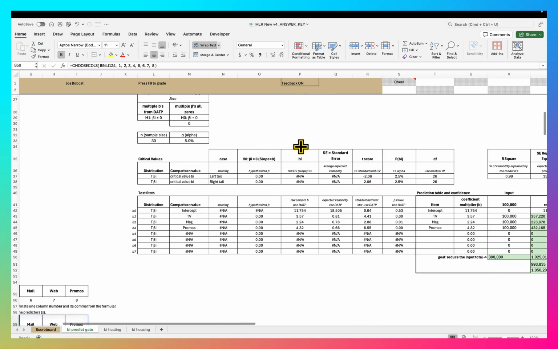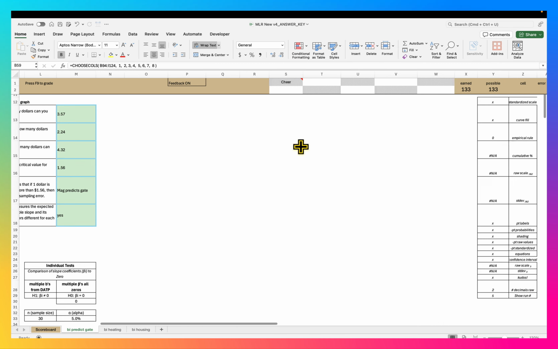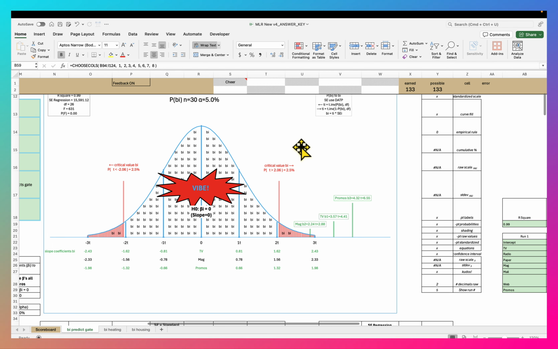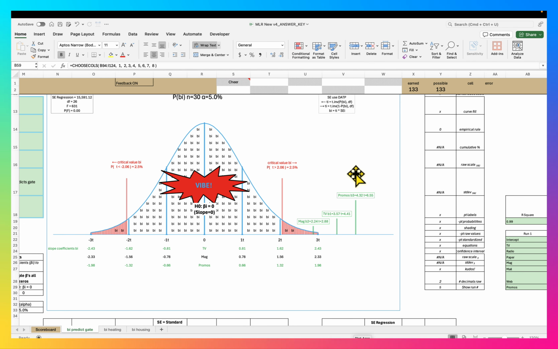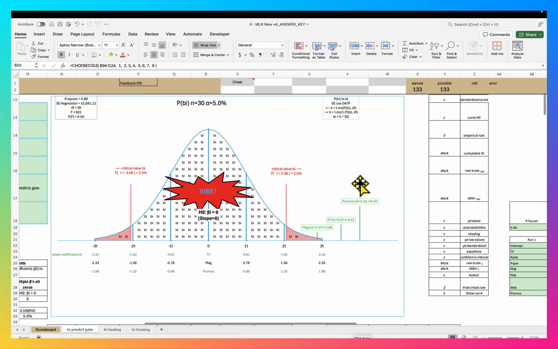All right. So what does it actually look like? Well, I'm going to skip all the way to the end. This is effectively the answer key, so that you can see. And peering ahead into the future, you can see that 3 of those 7 are going to end up being significant. Those are magazines, TV, and promos. And the other 4 are going to turn out to be not significant.